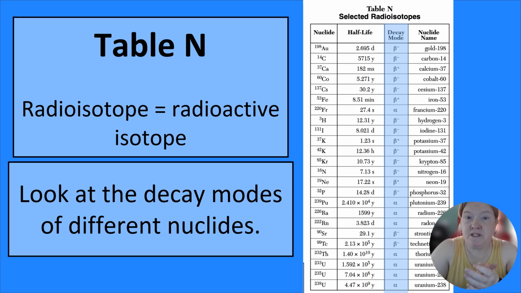We will also use Table N. Table N talks about decay modes, and that's when we're going to kind of slip into that. Now you can see that it is the nuclide name, and here's the nuclide. So nuclide just literally means a specific nucleus. So we could say gold-198 like this, or we could say gold-198 like this. Why don't we put the atomic number? Because we could just look it up on the periodic table, right?